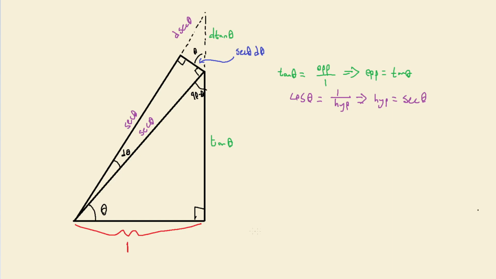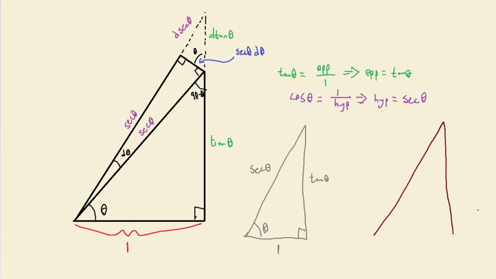And so if I draw these triangles next to each other, maybe in a different color, we have our original triangle here. This is angle theta. This is 90 degrees. This is a side length of 1, tangent theta, and secant theta. And if I draw our new triangle here, the dotted one, and I line it up such that the angles are in the same position, this would become the angle theta.